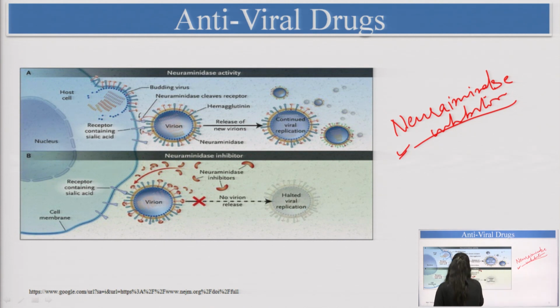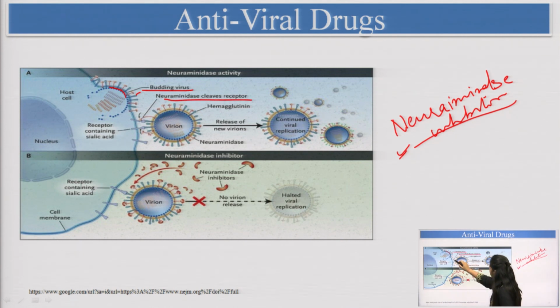Now, you are seeing here a host cell nucleus, with a receptor containing sialic acid. Now, there is a budding virus, and neuraminidase cleaves the receptor in this area. We are seeing there are two types of enzyme. One is neuraminidase. Similarly, we have hemagglutinin. This hemagglutinin is essential for the penetration of the viruses into the host cell. So, here we are talking about hemagglutinin as well as neuraminidase.